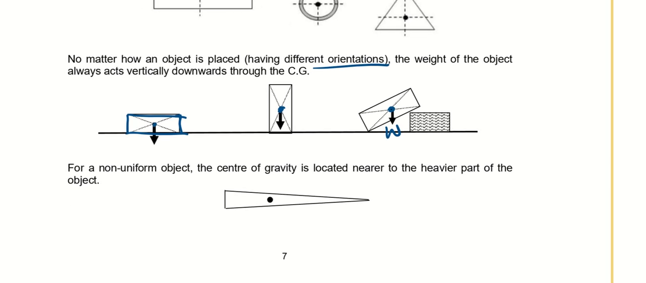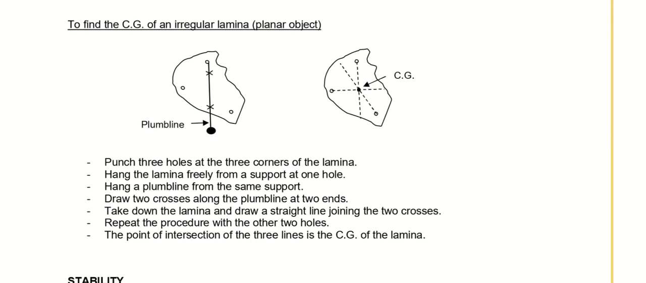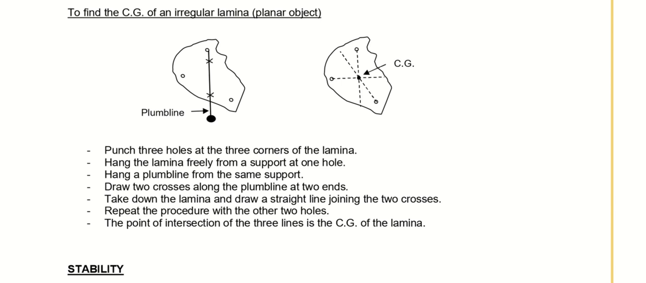For a non-uniform object, the center of gravity is located nearer to the heavier part of the object. It makes sense, right? So what if we are given an irregular shape object? How do we find the center of gravity? This is an experiment. Sometimes they do test it in O-level to see if you know how to find the CG. From this shape that I have over here, it's not easy to see where the center of gravity is because it's too irregular.